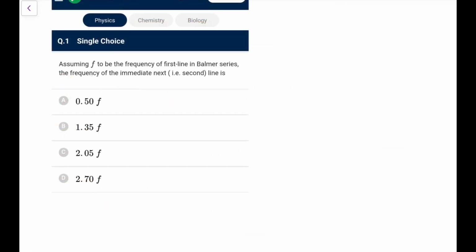Assuming f to be the frequency of the first line in Balmer series, the frequency of the next, that is the second line, will be. Now for the first line, I can write hf, the energy, would be equal to 13.6 Z square, first line means 1 upon 2 square minus 1 upon 3 square. Now for the second line, it would be f dash, that is 13.6 Z square, 1 upon 2 square minus 1 upon 4 square.